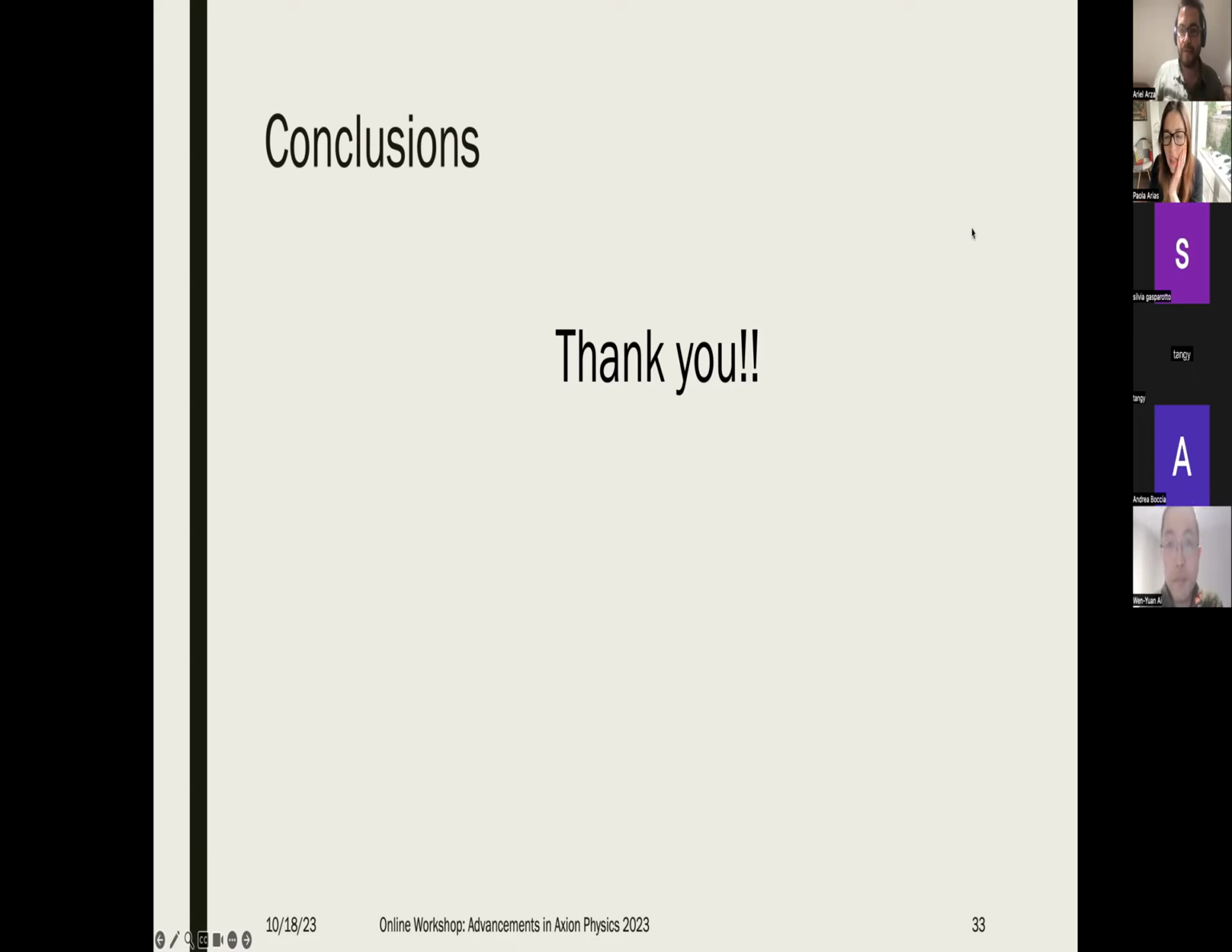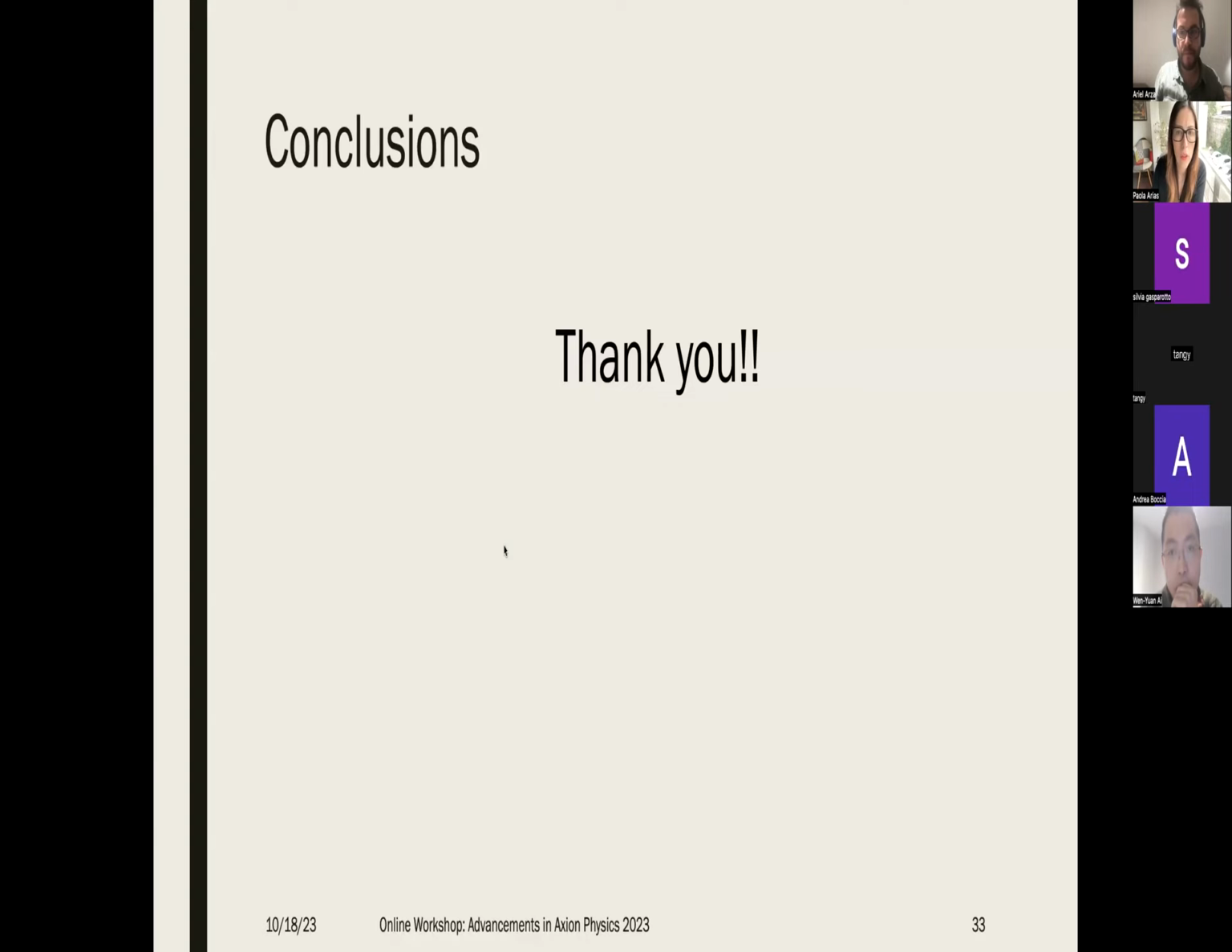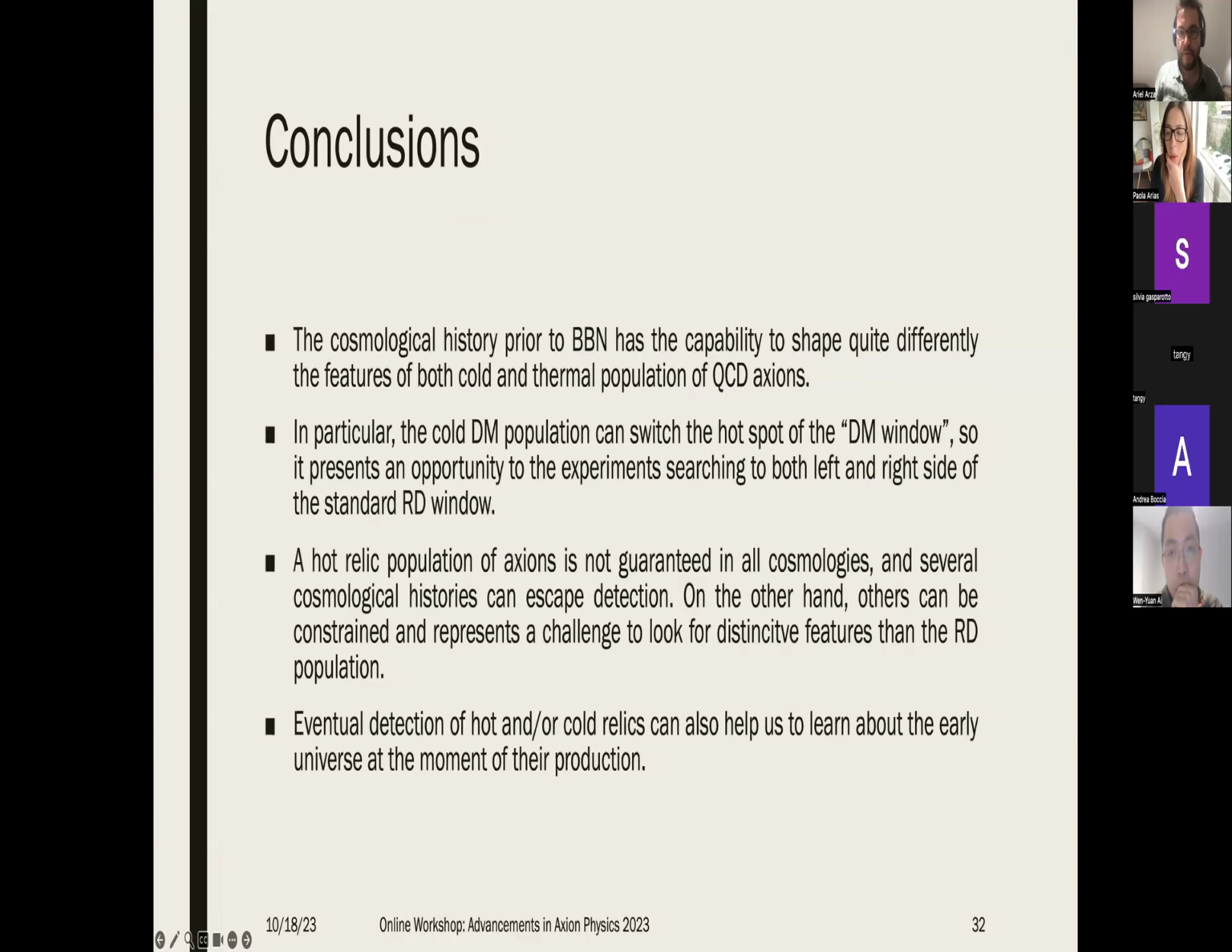In which case are you asking? Sorry, for the non-standard cosmologies, when you show the relic axions. You mean the cold dark matter axions or the thermal axions? Thermal, sorry, thermal.